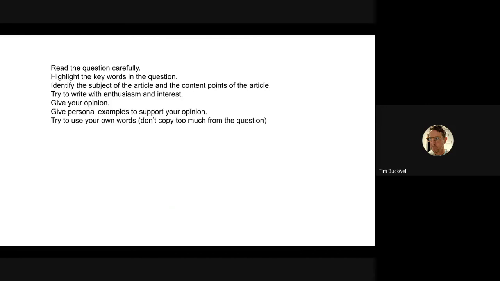Try to use your own words. Don't copy too much from the question. And lastly, try to write about 100 words. And that's the last piece of advice we've got for you.